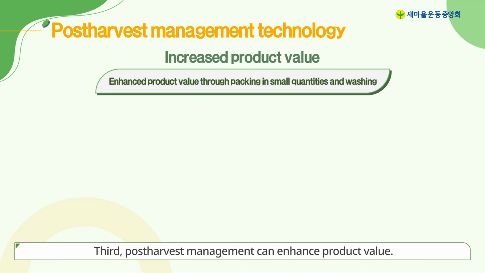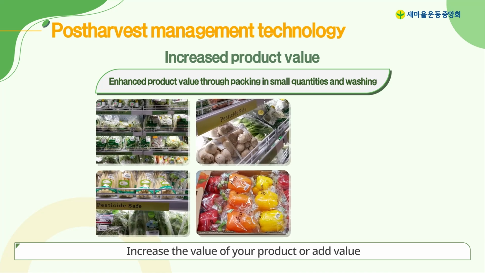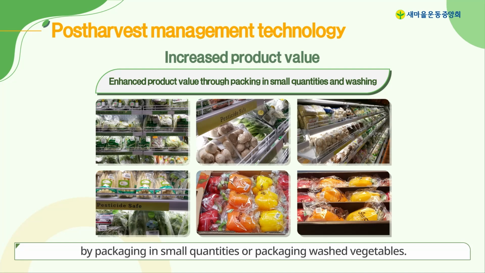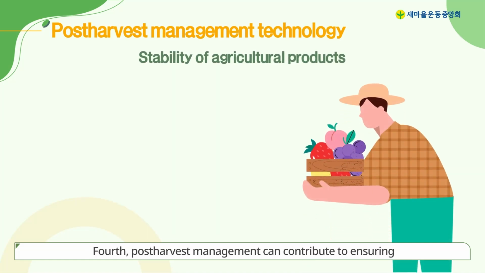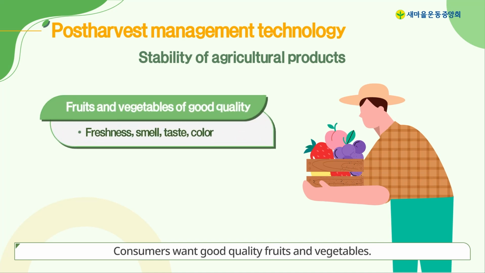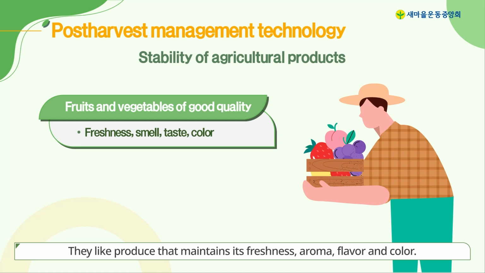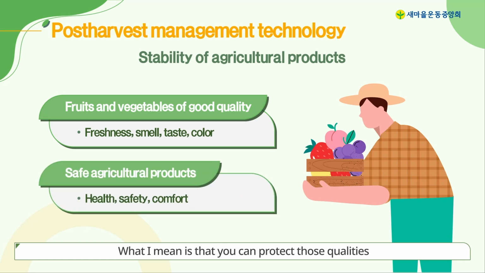Third, post-harvest management can enhance product value. Increase the value of your product or add value by packaging in small quantities or packaging washed vegetables. Fourth, post-harvest management can contribute to ensuring the safety of agricultural products. Consumers want good quality fruits and vegetables. They like produce that maintains its freshness, aroma, flavor, and color. What I mean is that you can protect those qualities in agricultural produce through post-harvest management.